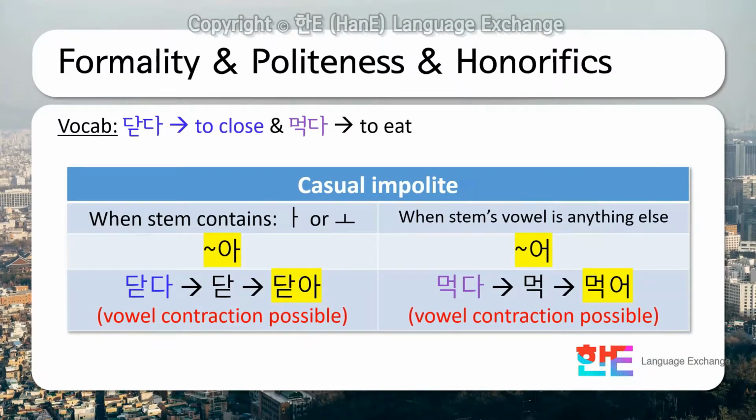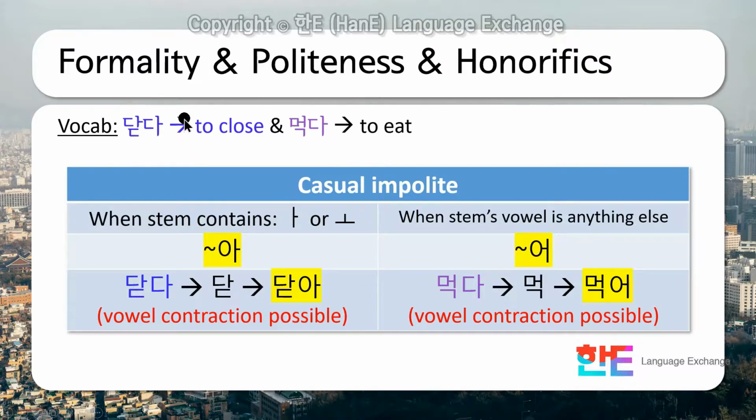Okay, that's good. So we're gonna talk about the actual normal rule. For casual impolite, we're gonna take a look at the stem. For now, we're only concerned with the vowel in the stem. Now the stem, like I said, is obtainable by removing ta. So for example, 닫다, to close. How do we get the stem?